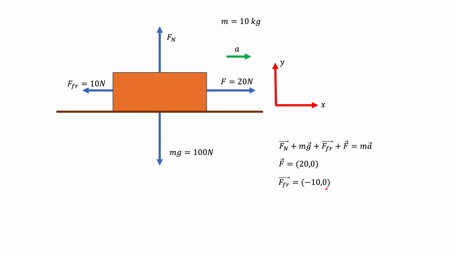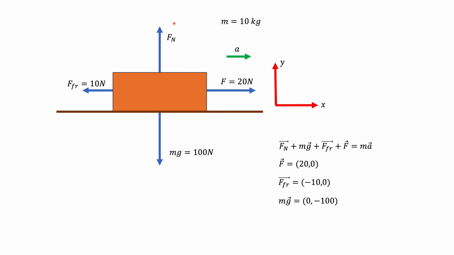When it comes to gravity, or weight, it's a vertical force. It has 0 component in the horizontal axis, but it has a value of minus 100 newtons vertically. Why minus 100 newtons? Because it's m times gravitational acceleration. m is 10 kilograms, gravitational acceleration about 10 meters per second squared. Now we're putting a minus here because it's in the direction opposite of our axis y. It's in a negative direction.